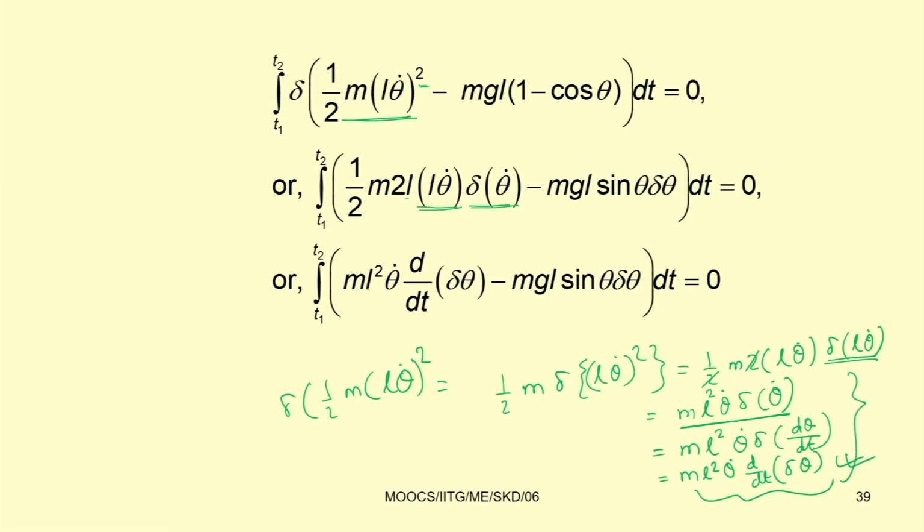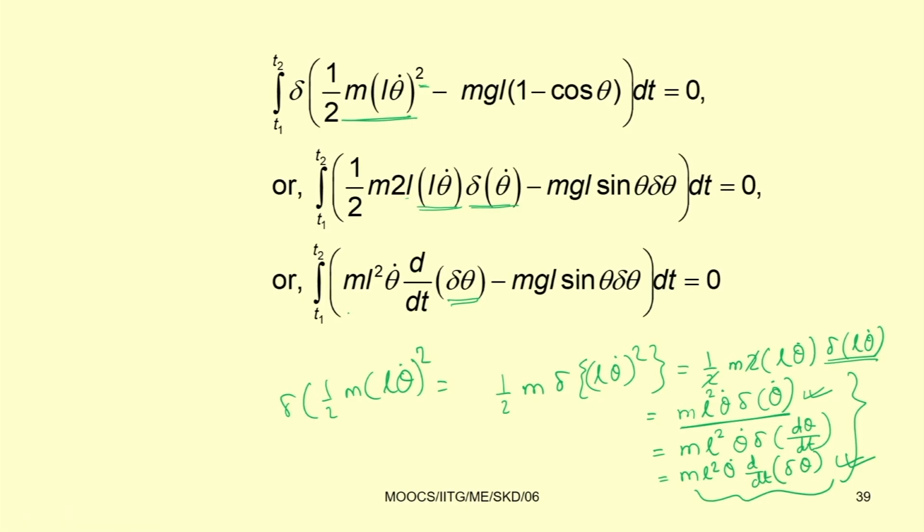So, this part you just see it is written this way: m L square theta dot d by dt of del theta. Here delta theta dot is written in this form. You have to remember this part only while deriving the equation of motion. So, delta theta dot equals del of d theta by dt, so this d theta by dt is taken out, so that this becomes m L square theta dot d by dt of delta theta.